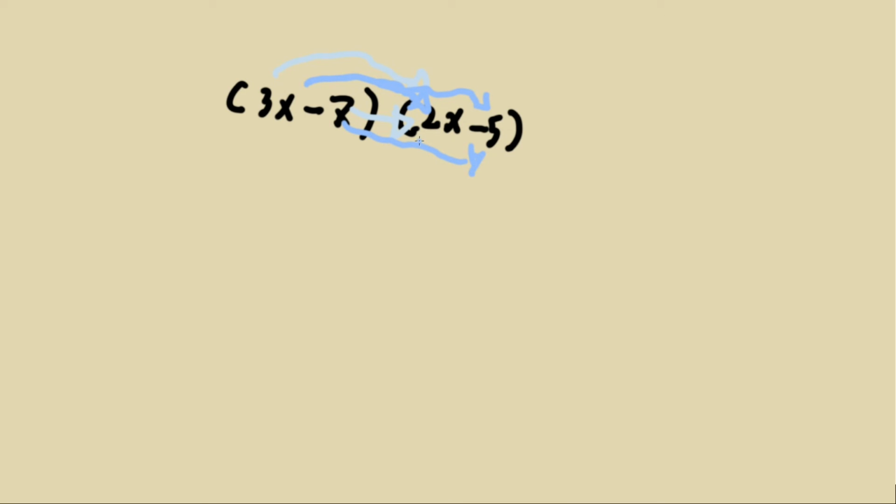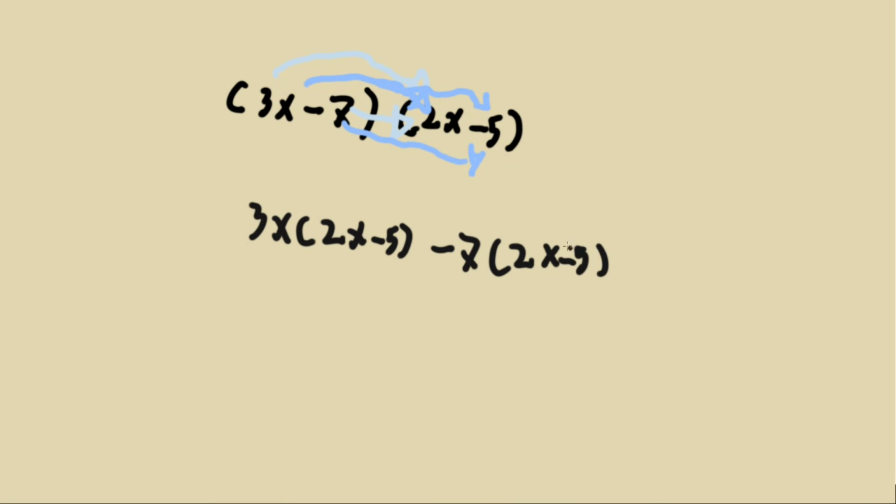So we have to distribute this 4 times, and we can actually just rewrite this equation as 3x times 2x minus 5, and then minus, because remember, we bring down the sign. So if it was plus 7, we bring down plus 7, but it's minus 7 times 2x minus 5. And in this way, we are distributing all of these. We could do it the other way around, but I'm just going to do it this way.